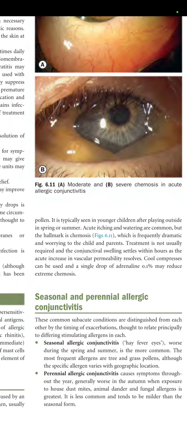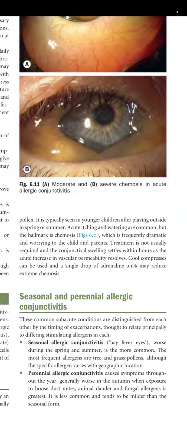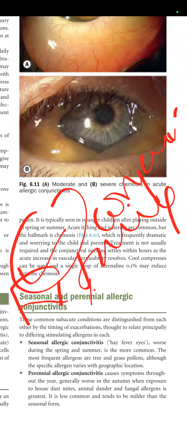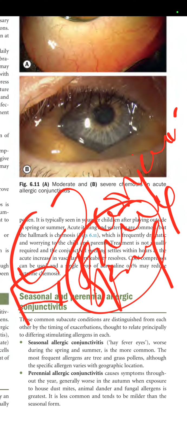Seasonal and perennial allergic conjunctivitis. These common subacute conditions are distinguished from each other by the timing of exacerbation, thought to relate principally to different stimulating allergens in each. Seasonal allergic conjunctivitis, hay fever, eyes worse during spring and summer, is the more common. The most frequent allergens are tree and grass pollen, although the specific allergen varies with the geographic location. So this type of conjunctivitis usually presents according to the timings of the year. Seasonal conjunctivitis usually presents in the spring and summer, and basically there is an allergy to the trees and grass pollen.